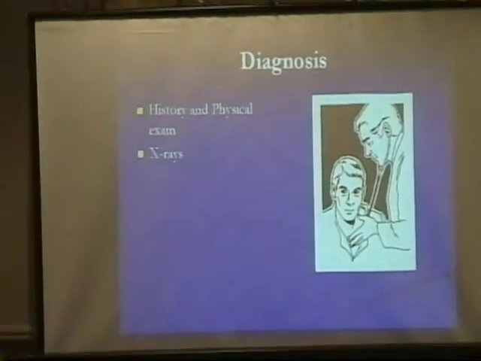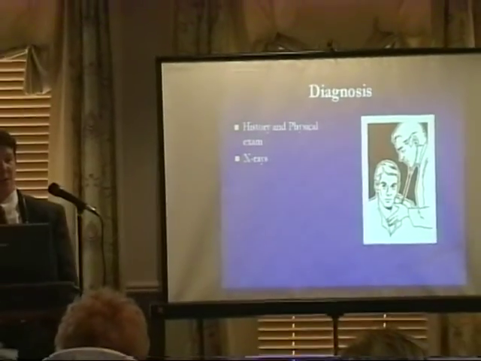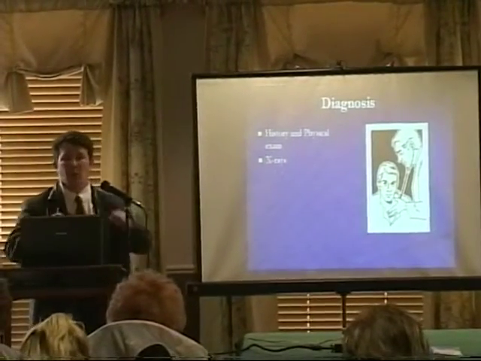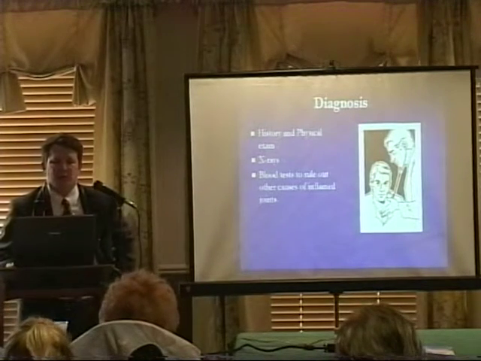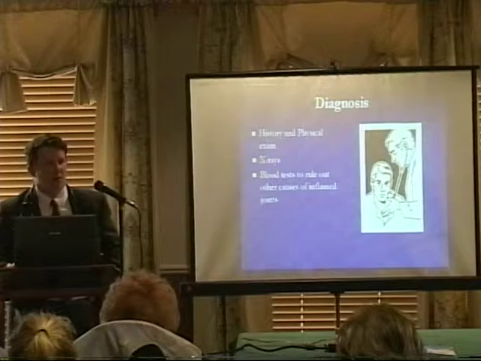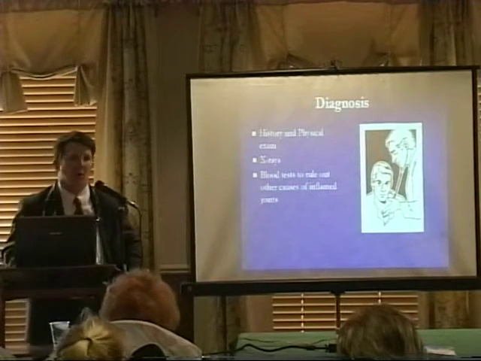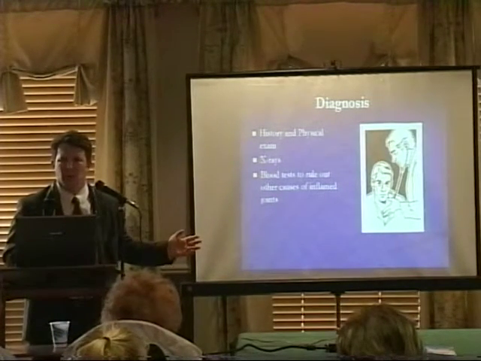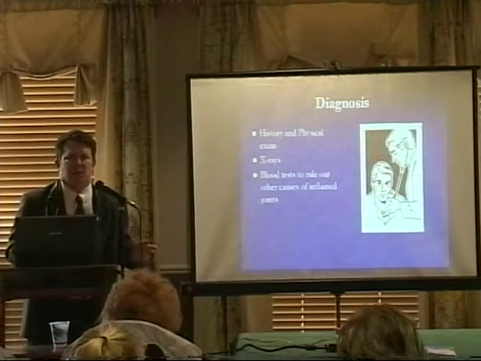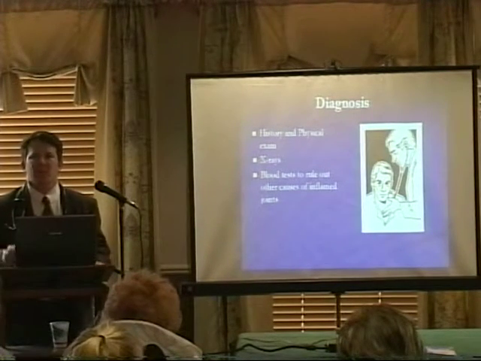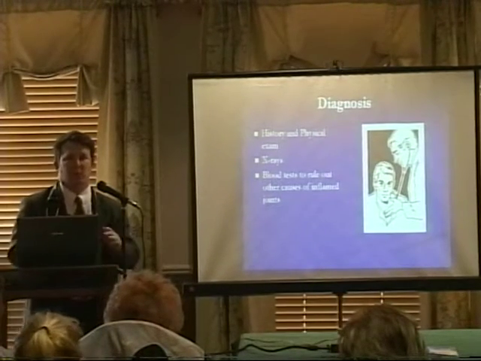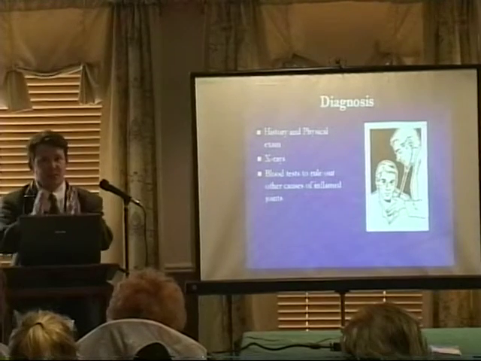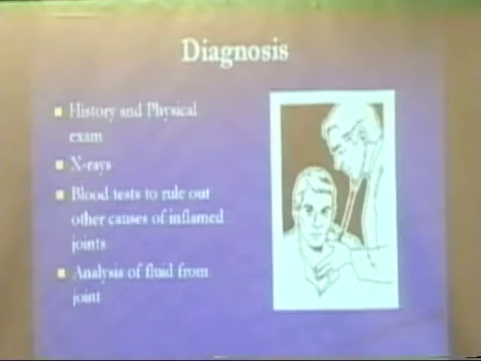What other things can we do to try to diagnose it? We can take an x-ray. X-rays will show whether it's bone on bone, whether there's bony overgrowth. We can also do blood tests to rule out other causes of joint inflammation. Is this really osteoarthritis, or could it be gout? Could it be rheumatoid arthritis? There's plenty of blood tests that we can do to make sure that we're treating your joint arthritis properly. We want to make sure we have the arthritis in the proper category. Is it osteoarthritis? Is it rheumatoid arthritis? Is it gouty arthritis? We want to make sure.